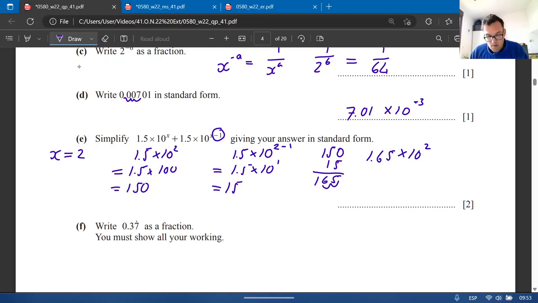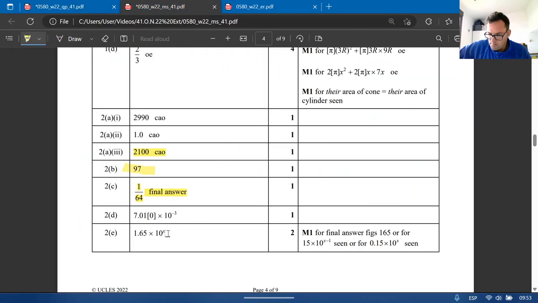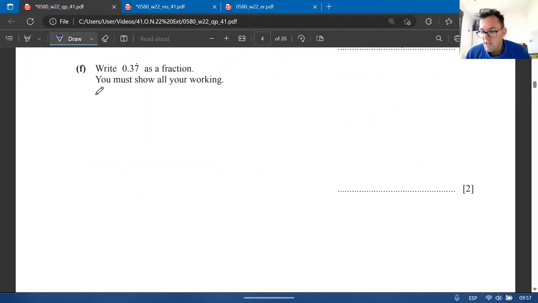Okay, but just remember now, we don't know what x is. So instead of the 2, I'm going to write the x. I hope that makes sense. That is correct.